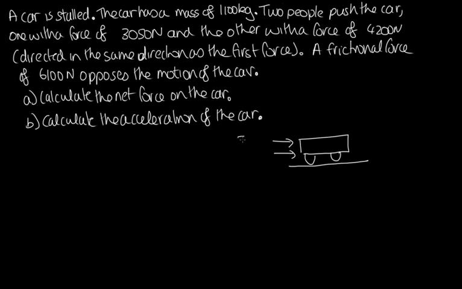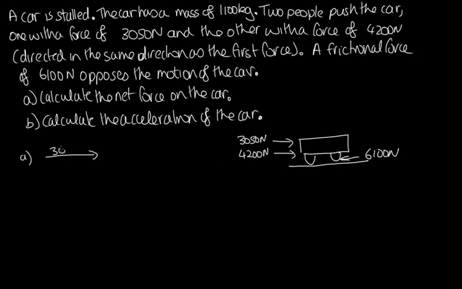One with a force of 3,050 newtons, the other with a force of 4,200 newtons, and then we've got a frictional force opposing the motion. In the next topic we'll be looking in more detail at this frictional force, but that's 6,100 newtons. Now to calculate the net force, we need to sum all these forces together. So we can draw them head to tail.